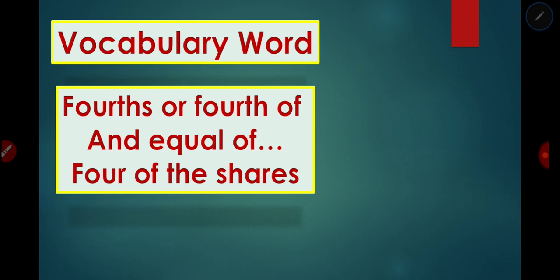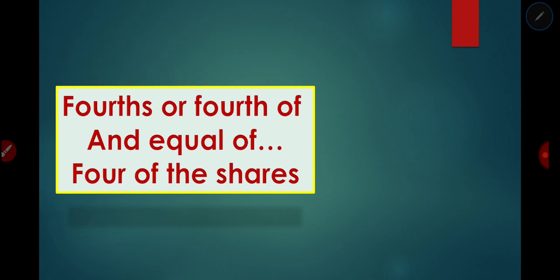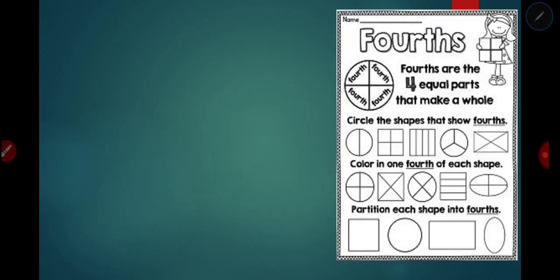Another vocabulary word. Everybody say fourths or fourth of. Again, say it. Fourths or fourth of. How do you understand this? When you say fourths or fourth of, it means 4 of the shares. Okay? Or you can also say 4 equal shares. Okay.